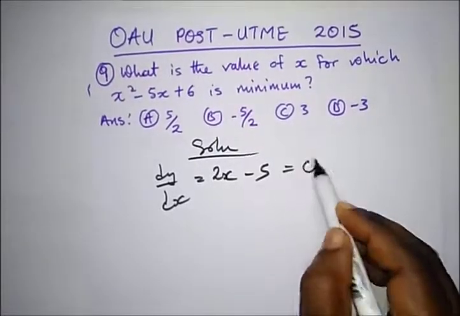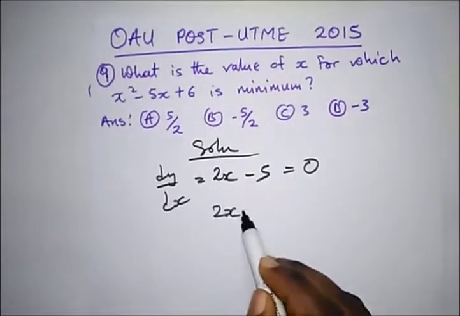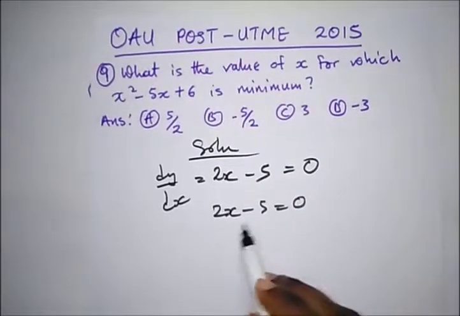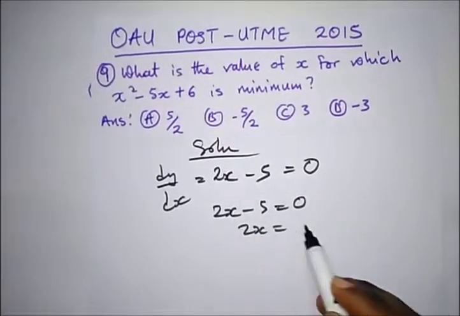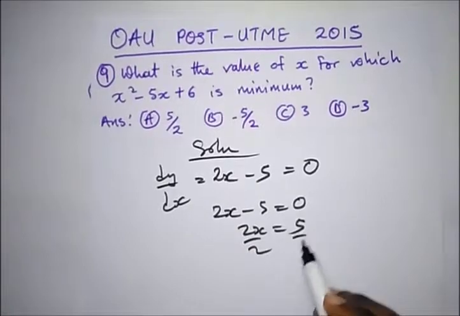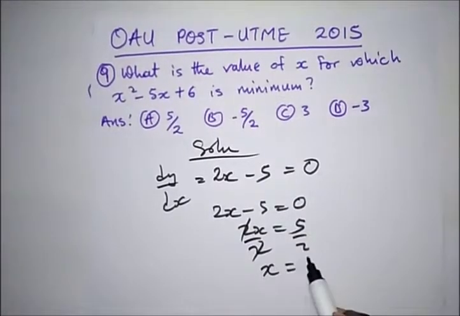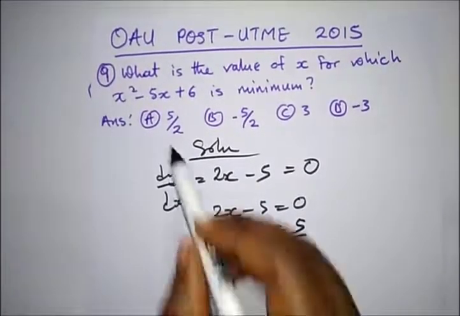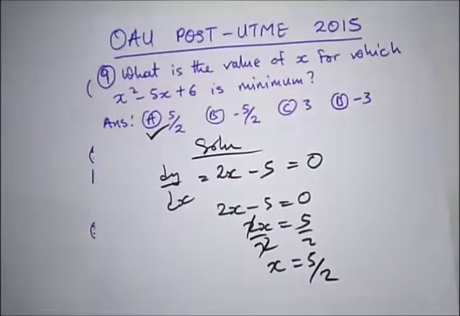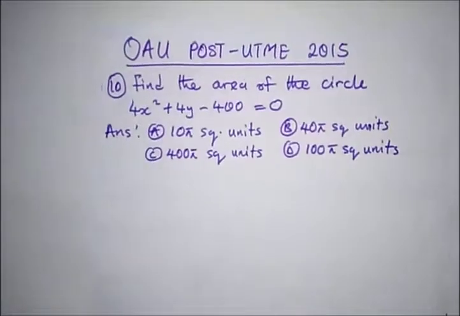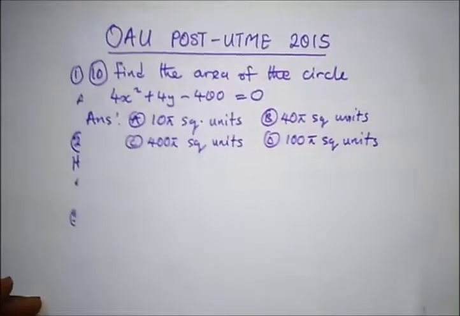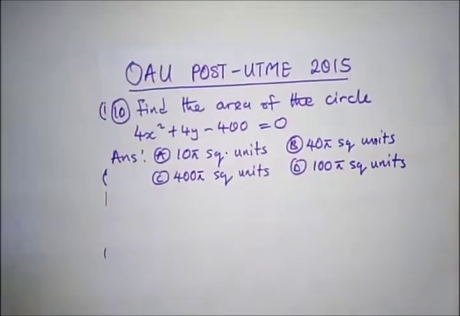This will be equal to 0. So we have 2x minus 5 equal to 0, where we have 2x equal to 5, bring this here, divided by 2, divided by 2, and x is equal to 5 over 2. Our right option is option A. Our final question for this video says, find the area of the circle this.